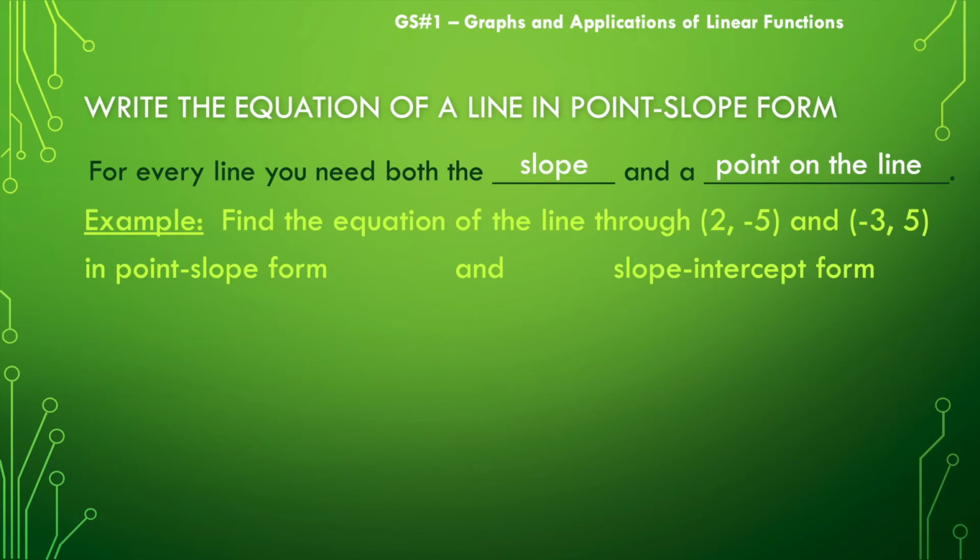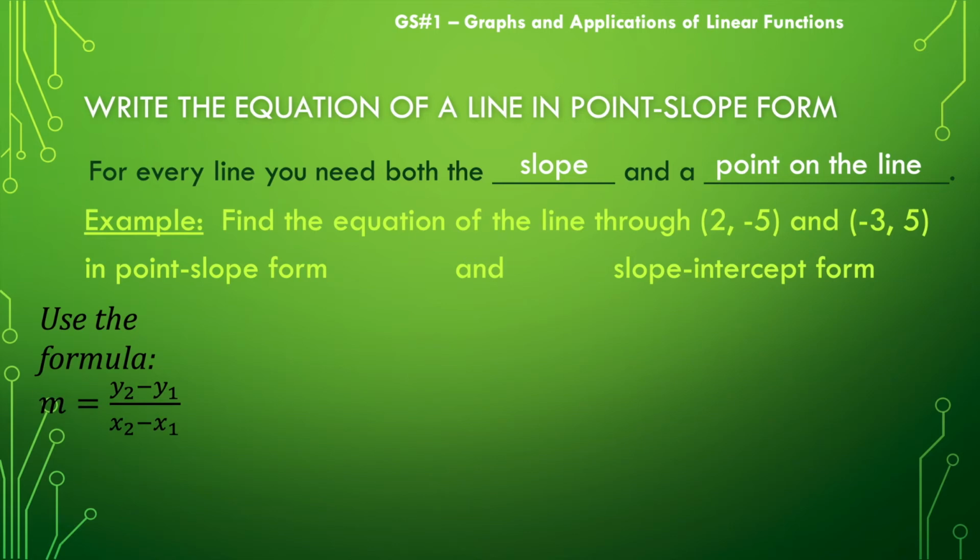So the very first thing we're going to need, no matter which form of the equation we're looking for, is the slope. So let's calculate the slope of that line. We're going to use that slope formula again. So y2 minus y1 divided by x2 minus x1.